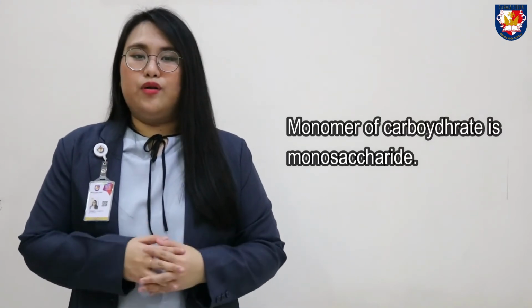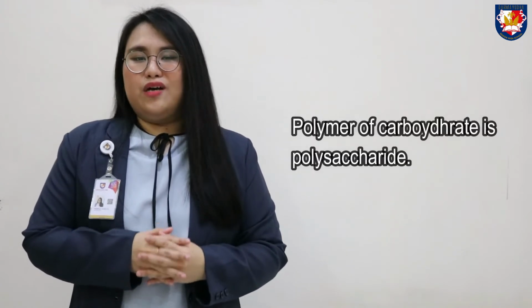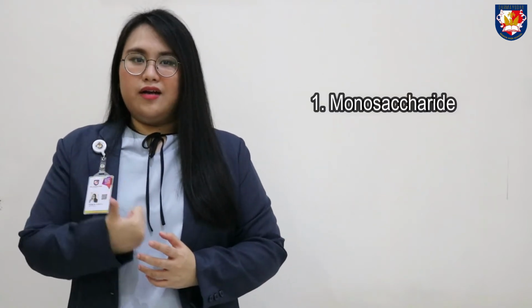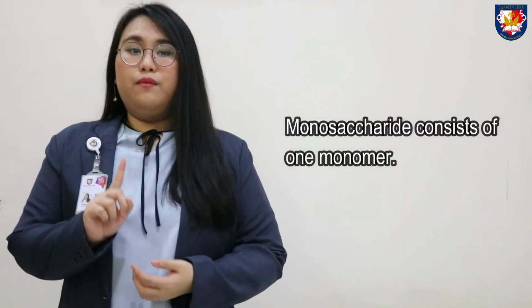Since carbohydrate is a macromolecule, it is also a polymer, which means it is composed of numerous monomers. The monomers of carbohydrates are called monosaccharides, while the polymers of carbohydrates are called polysaccharides. There are three types of carbohydrates: monosaccharides, disaccharides, and polysaccharides. First, let's discuss monosaccharides. Just like its name, a monosaccharide consists of one monomer.